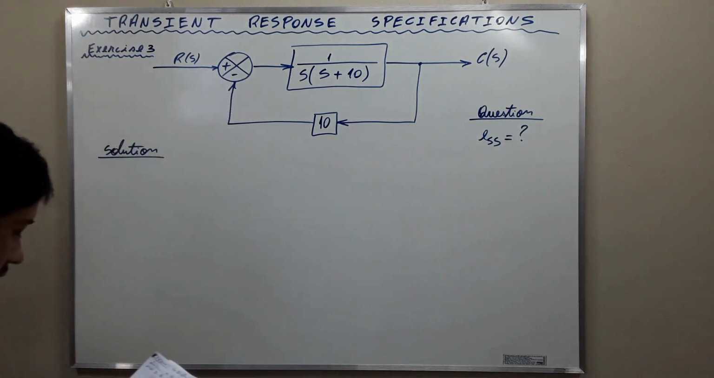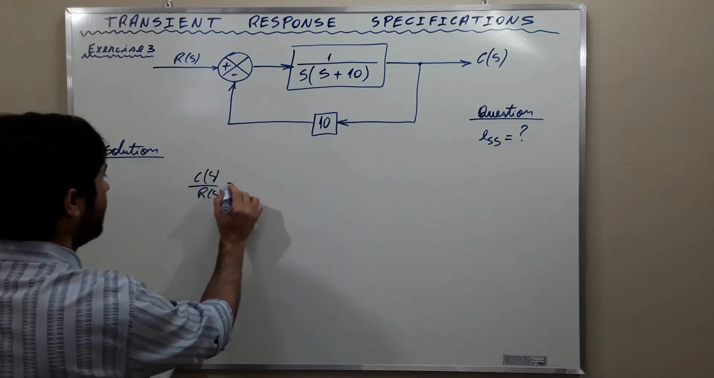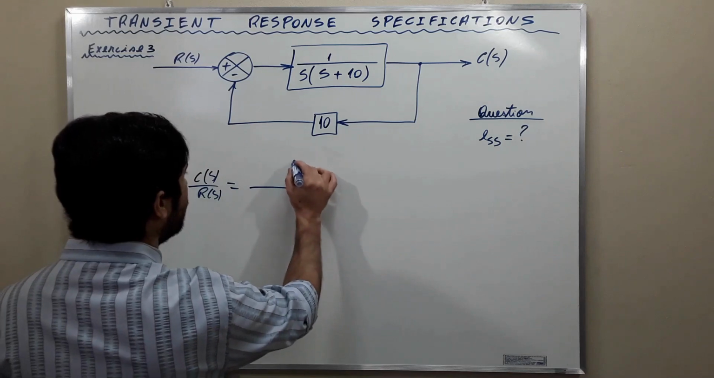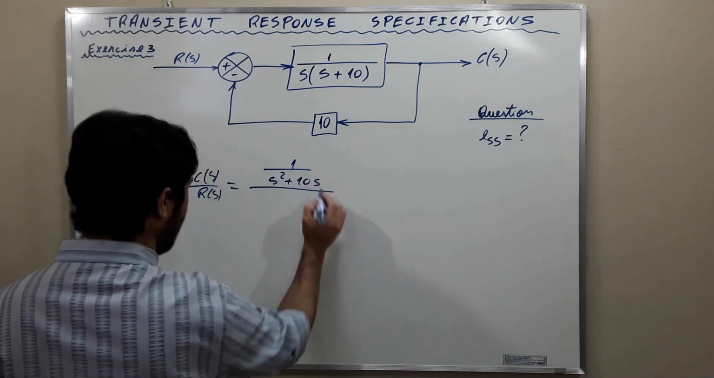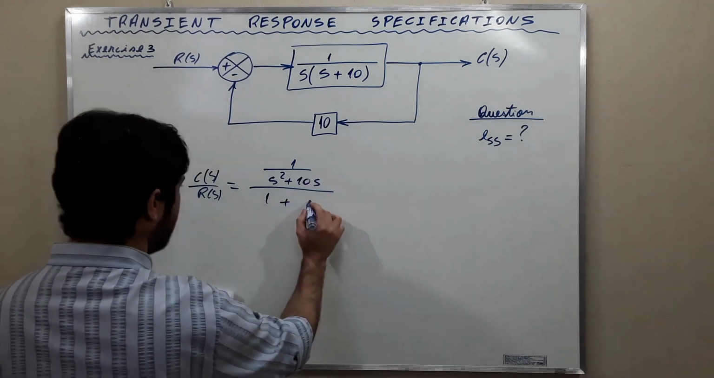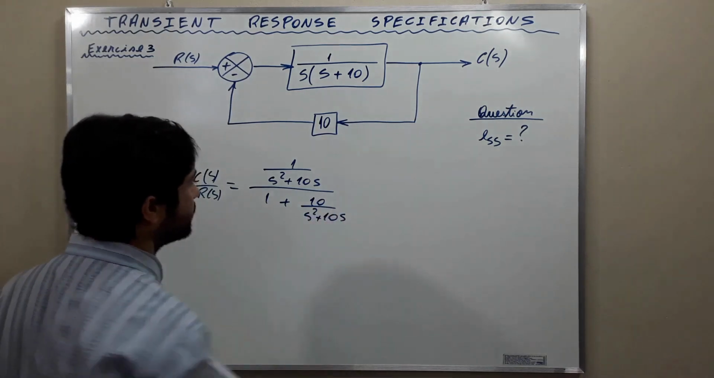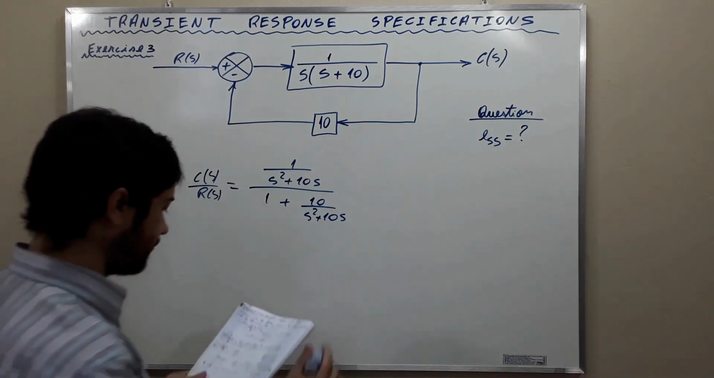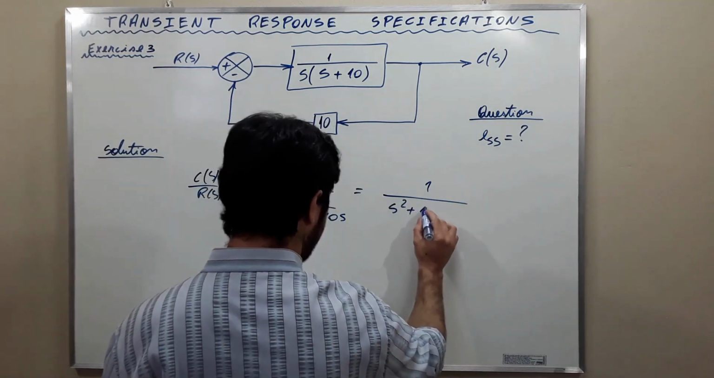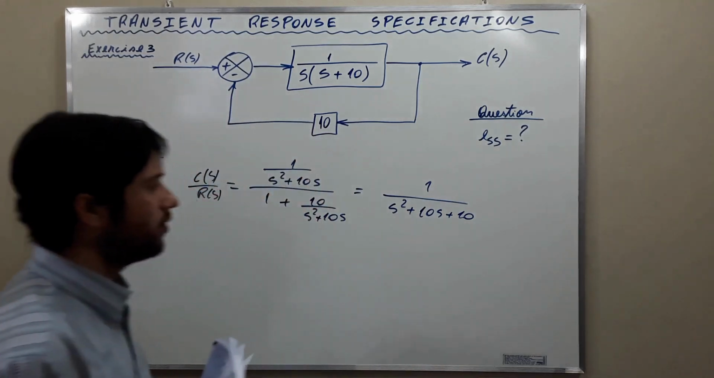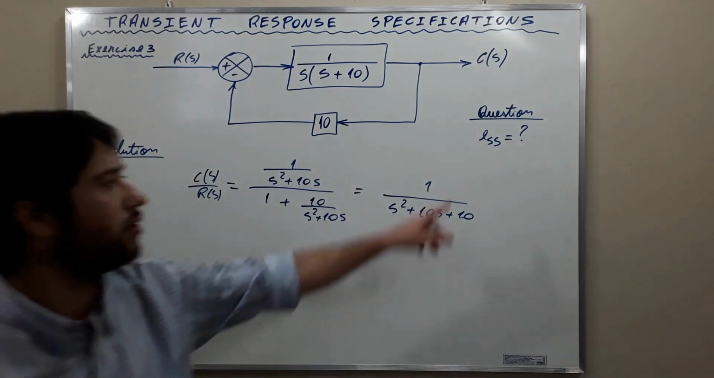The closed loop transfer function will therefore be C of S over R of S equal to 1 over S squared plus 10S, 1 plus 10 over S squared plus 10S. Okay? And this gives 1 over S squared plus 10S plus 10. This is the closed loop transfer function of this block diagram. We are going to use this to calculate the steady state error.